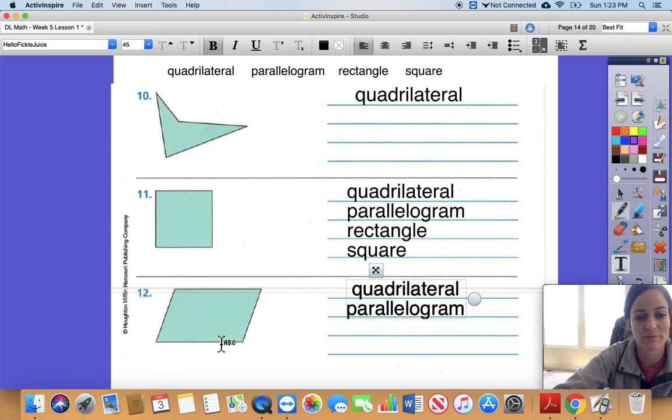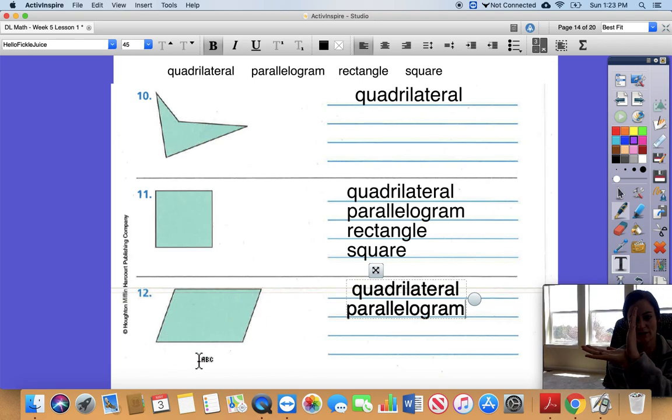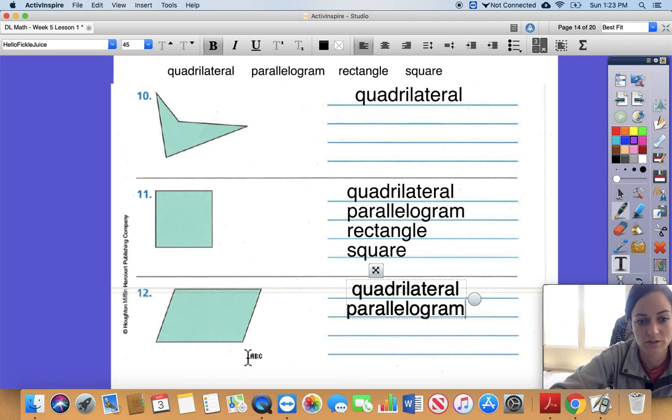Okay, is this shape a rectangle? The definition of a rectangle is a parallelogram that has right angles. Does this one have right angles? No. Do you see how this one is like squeezed? Remember, a right angle makes a square, and this one is squished in a little bit. And so is this one, and these ones are obtuse. So this one is not a rectangle. So can it be a square if it's not a rectangle? No, right? Because a square is a type of rectangle. So it can't be.